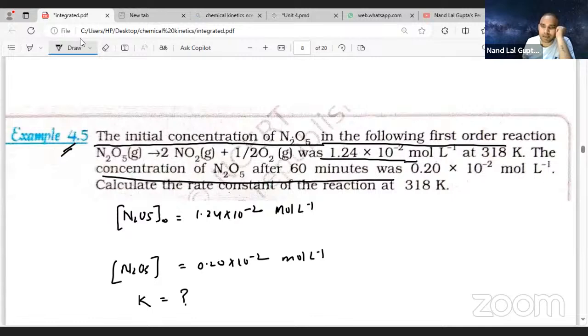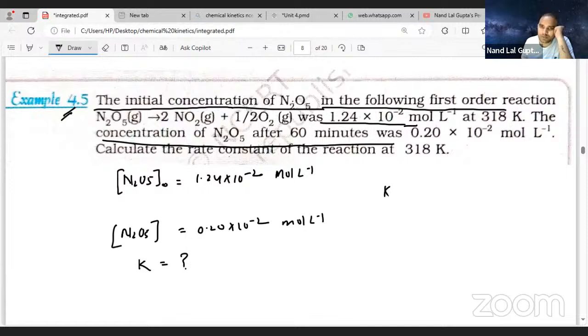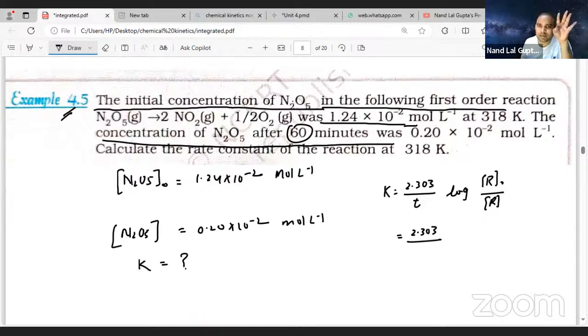They are asking for the rate constant k. So what equation can we use? Here you see k is equal to 2.303 upon t log r naught upon r, the initial concentration upon the final concentration. When they say after 60 minutes, it means final time. Initially it is zero and finally 60, so you can write t2 minus t1, the change in time interval. So 60 minutes minus 0 minutes, and log of r naught value, which they have given, 1.24 into 10 power minus 2 divided by 0.20 into 10 power minus 2.